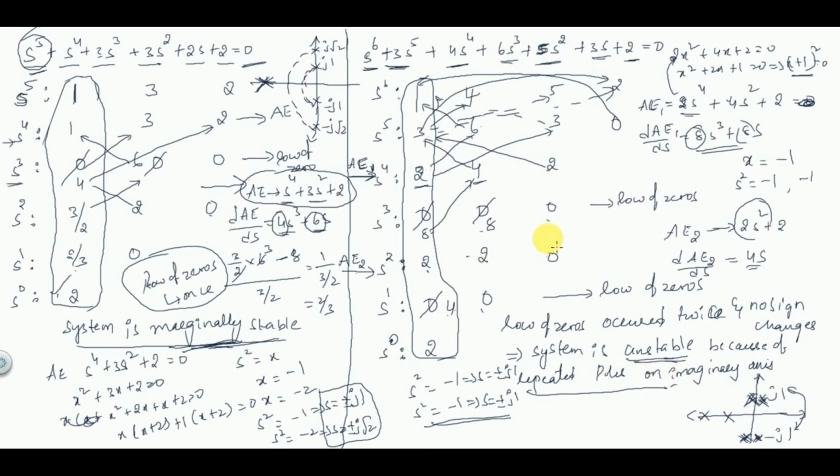So this is how we can do the complete analysis of a system with a row of zeros. Not only can we tell how many poles are in the right half of the s plane, you can also comment on the imaginary axis like this.